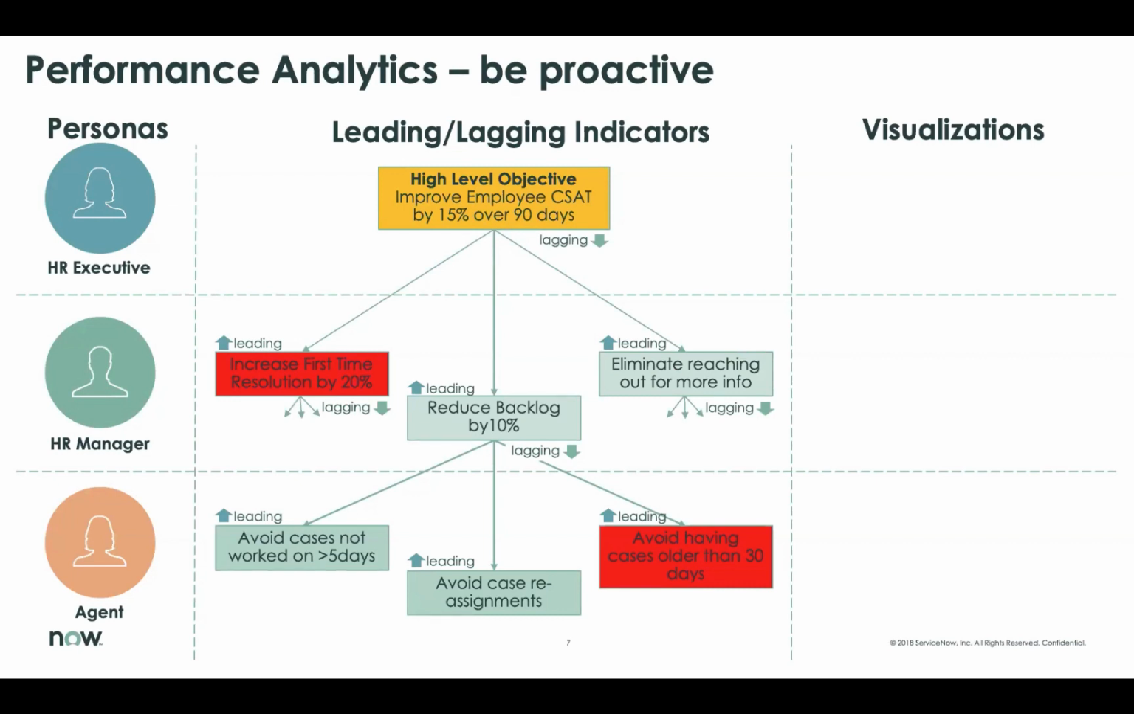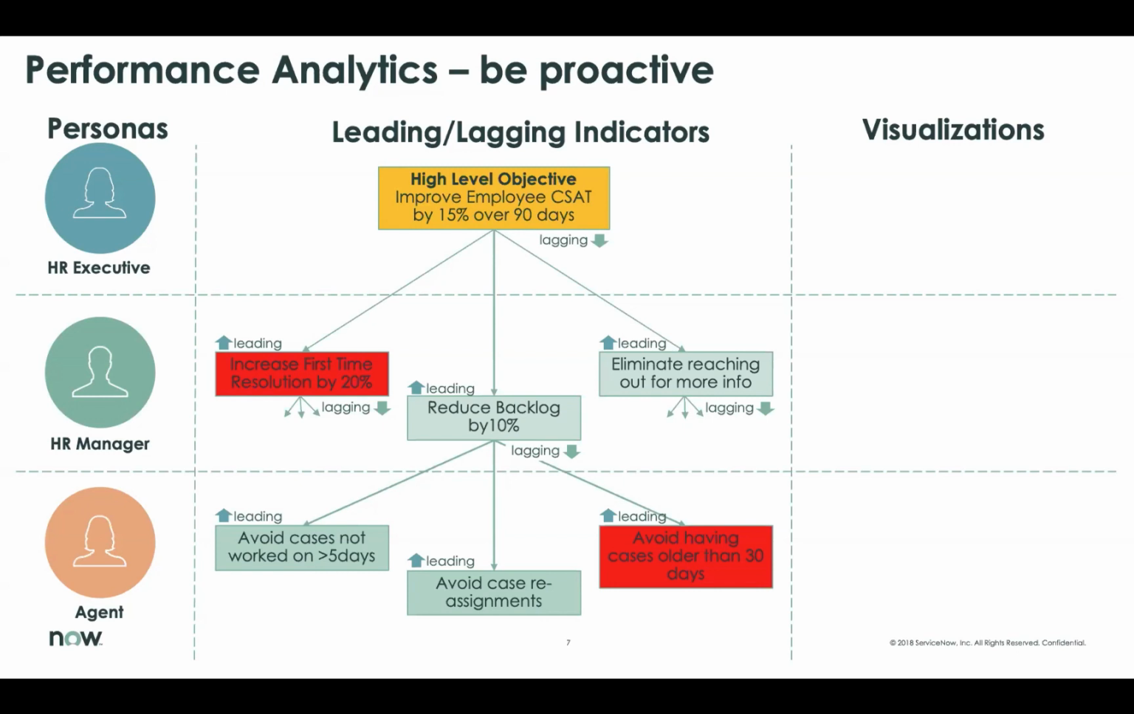Another advantage of performance analytics, and for those veterans who've been attending these PA virtual academies, is you always hear us talking about this leading, lagging indicator structure as a best practice on how to set up your dashboard. What I've got here are the different personas: HR executive, HR manager, and HR agent. The HR executive sets what we call a lagging indicator, in this case, improve employee customer CSAT by 15% over 90 days. Now, that one's orange. If it turns red, there's nothing we can do. But below that, we have leading indicators that influence this higher level objective.